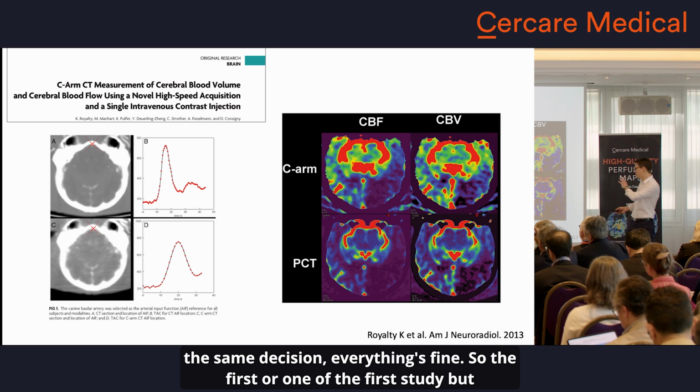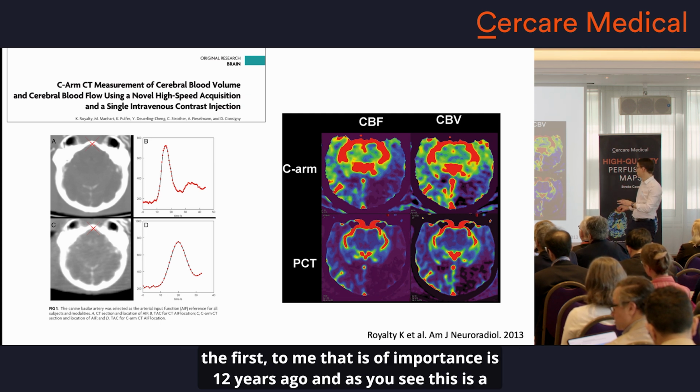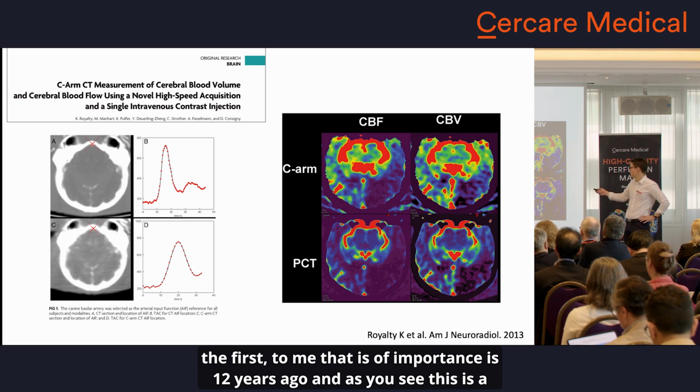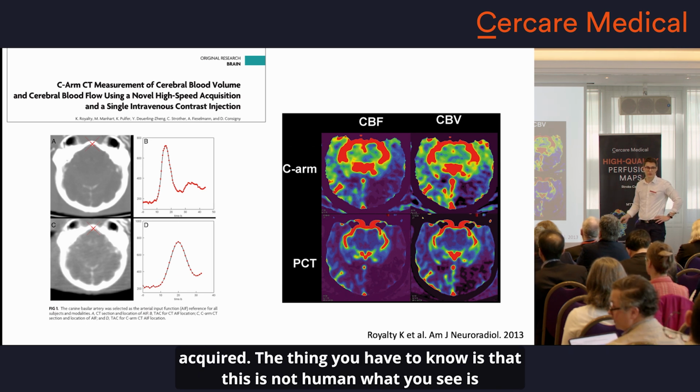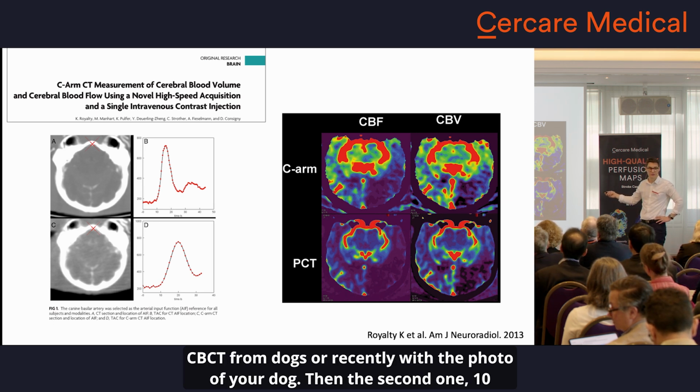So one of the first studies, but the first to me that is of importance, is from 12 years ago. And as you see, this is a model of basilar artery occlusion, and the first maps that were acquired. The thing you have to know is that this is not human. What you see is CBCT from dogs. Sorry, Cindy, with the photo of your dog.